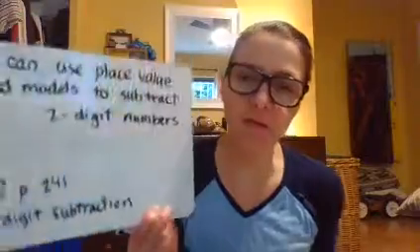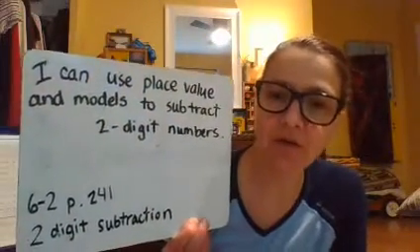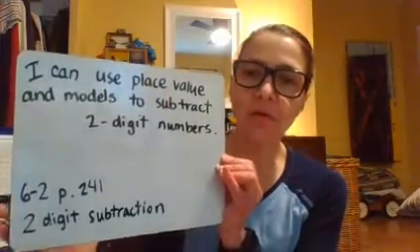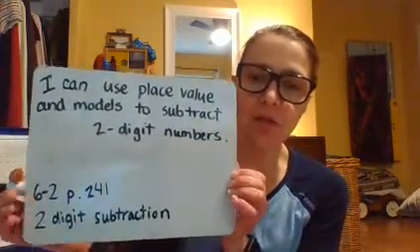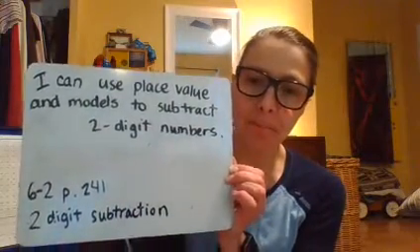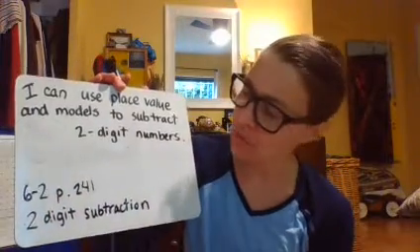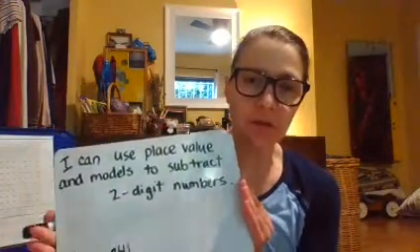It's the same as we did yesterday, except today we're adding another digit and we're going to be subtracting 2-digit numbers. Let's read it again, or it's in your book as well on page 241. I can use place value and models to subtract 2-digit numbers. So we're doing two-digit subtraction. 6-2 is the lesson, and it's on page 241. You can follow along in your book. You will also need your whiteboard and a marker, and if you don't have them, you can use pencil and paper.